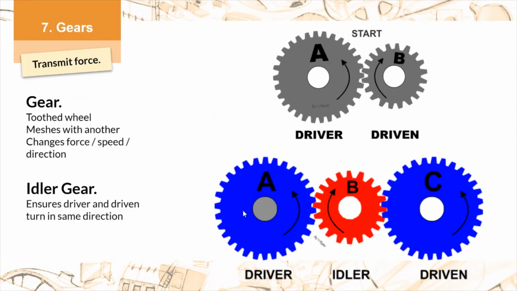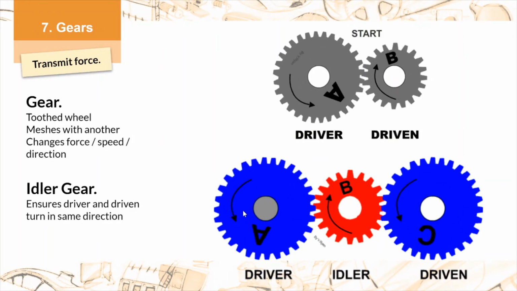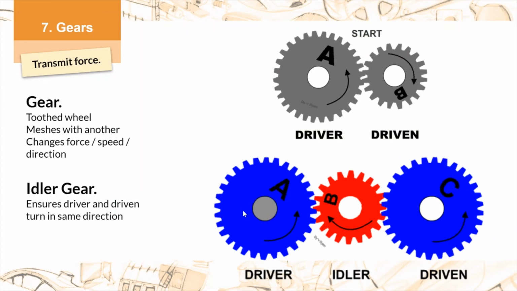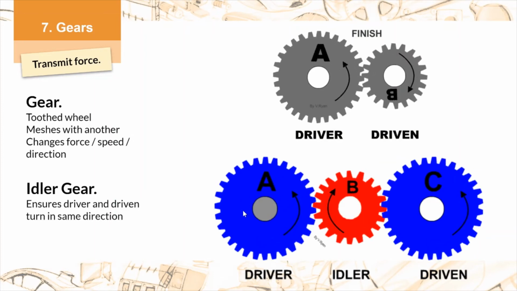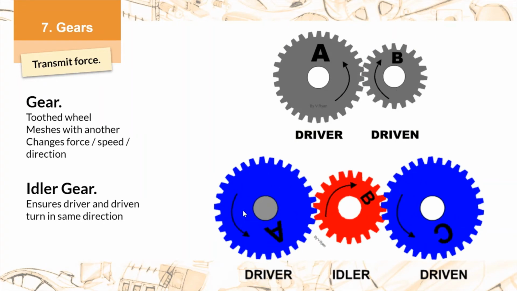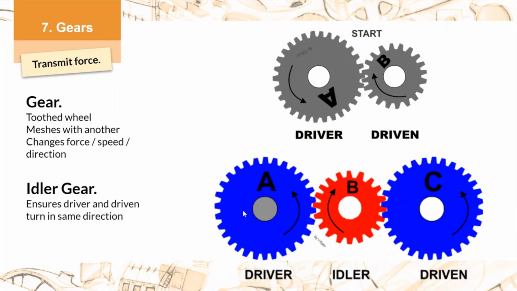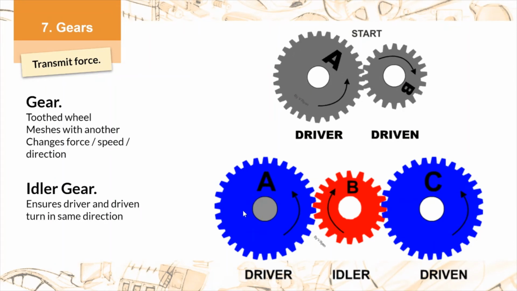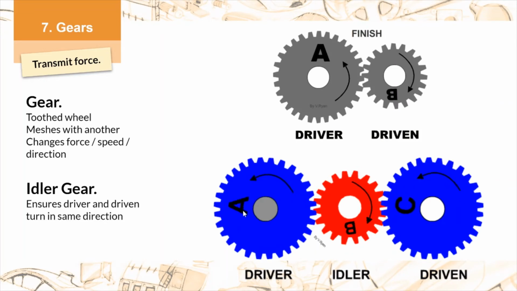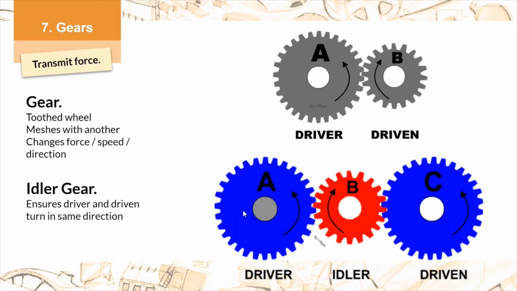Okie dokie, where are we up to? So what we've got here are gears. The problem with the pulleys we looked at is the slipping of the rubber. If you're trying to move a lot of force, something with high torque, which we'll come back to, something that needs a lot of force to turn, then a rubber band isn't going to be good enough. So what we use instead are gears.